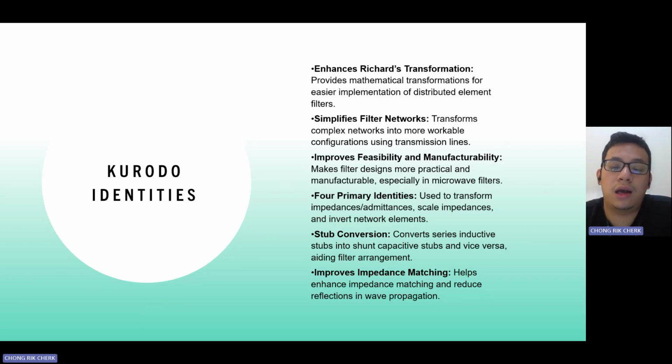The Kuroda identities improve feasibility and manufacturability. They make filter designs more practical and manufacturable, especially in microwave filters. There are four primary identities.